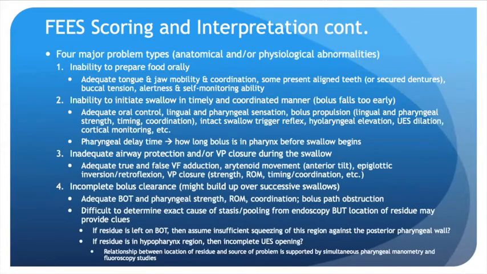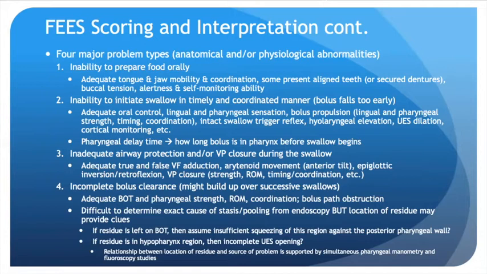So in the FEES, there are four major problem types. So the inability to prepare food orally, inability to initiate the swallow in a timely and coordinated manner, inability to adequately protect the airway and/or close the velopharyngeal port, and incomplete bolus clearance. So pooling or stasis in the valleculae or the piriform sinuses.